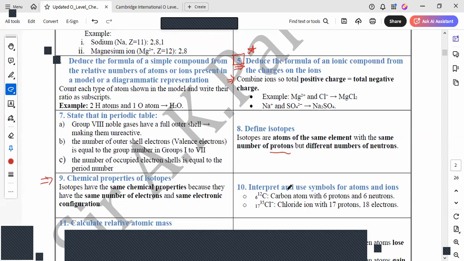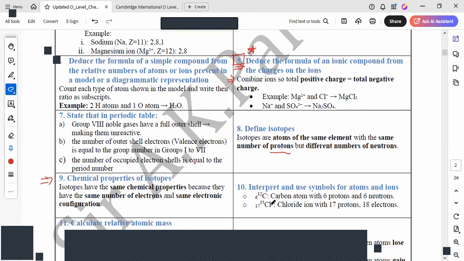Then we have to interpret and use the symbols for atoms and ions. You must know how to use the symbols. For carbon it is C-12, with 6: 12 is the mass number and 6 is the number of protons. So there are 6 protons and 6 neutrons. You need to calculate the number of protons and neutrons using this data.